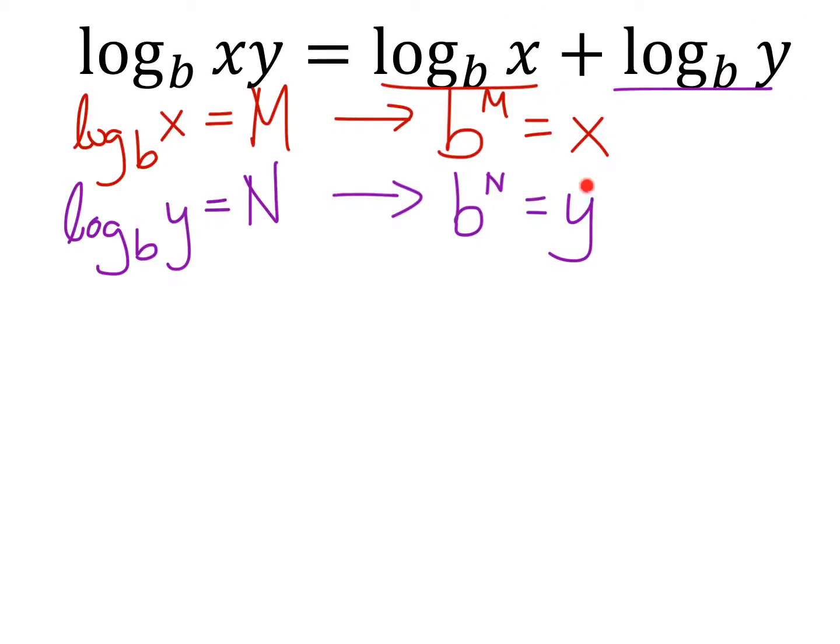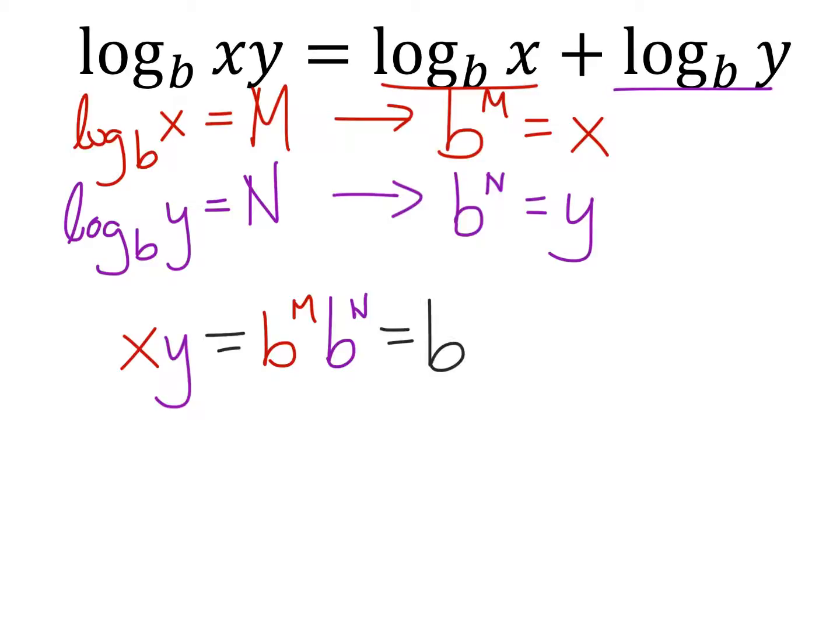Let's go ahead and look at x and y, because right here they're multiplied together, right? So let's go ahead and multiply those together. x times y. And what would this equal? Well, it would equal base b to the power of m times base b to the power of n. Well, using properties of exponents, which in this case is just the product rule, since we have the same base, we can go ahead and add the two exponents.